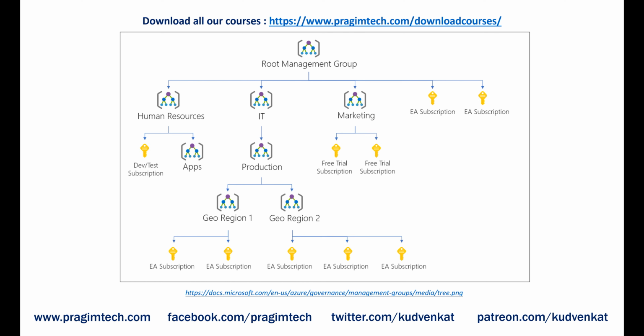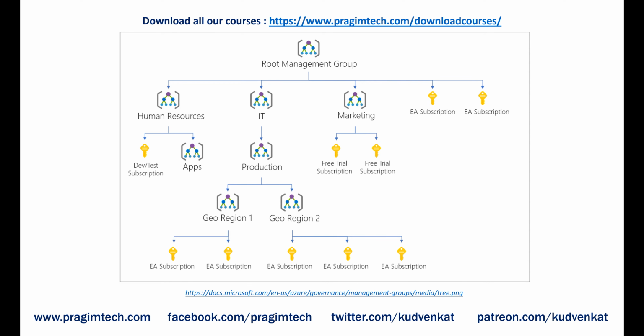Again, the following image is from MSDN and it shows how we can build a flexible structure of management groups and subscriptions to organize our resources into a hierarchy for unified policy and access management.